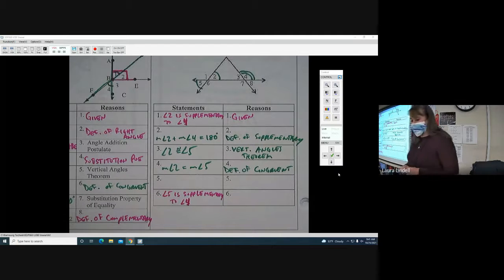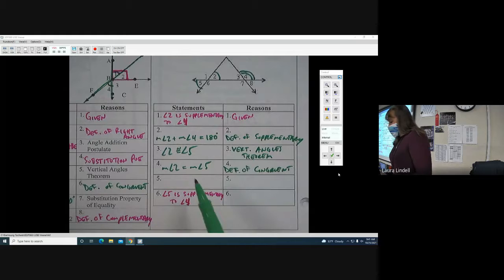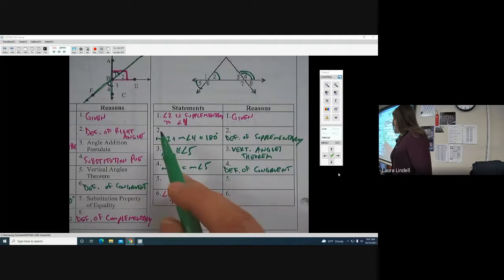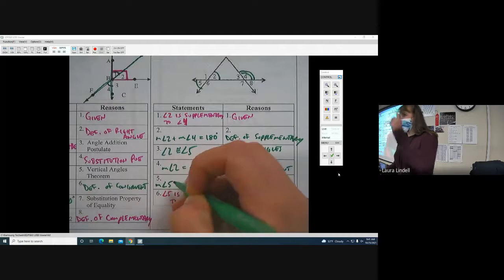And now our last thing, we want angle 5 to be supplementary to angle 4, right? So what do I need to do in this equation to make it so that 5 and 4 are supplementary instead, Olivia? Replace angle 2 with angle 5. Because we know those are equal to each other now, so we swap them out. That is substitution, exactly.